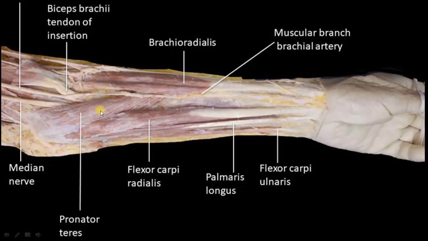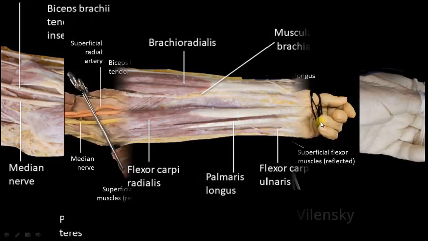Pronator teres, flexor carpi radialis, palmaris longus if present, then flexor carpi ulnaris. Flexor carpi radialis and flexor carpi ulnaris are involved in the flexion of the wrist. When flexor carpi radialis joins with extensor carpi radialis, it might also produce abduction. Flexor carpi ulnaris, in combined action with the extensor carpi ulnaris, will produce adduction of the wrist.